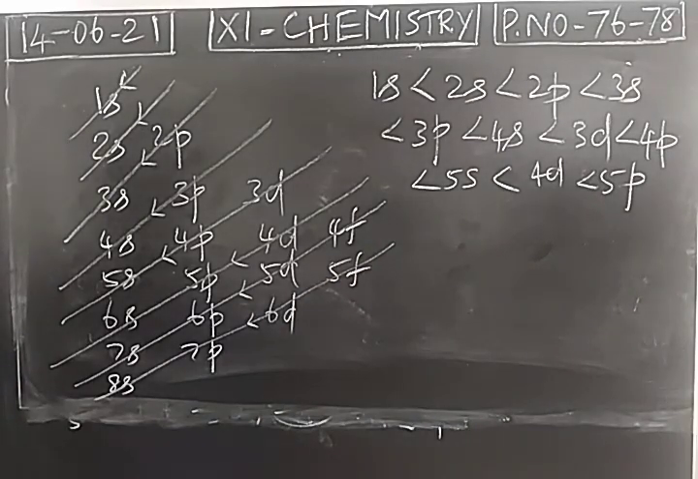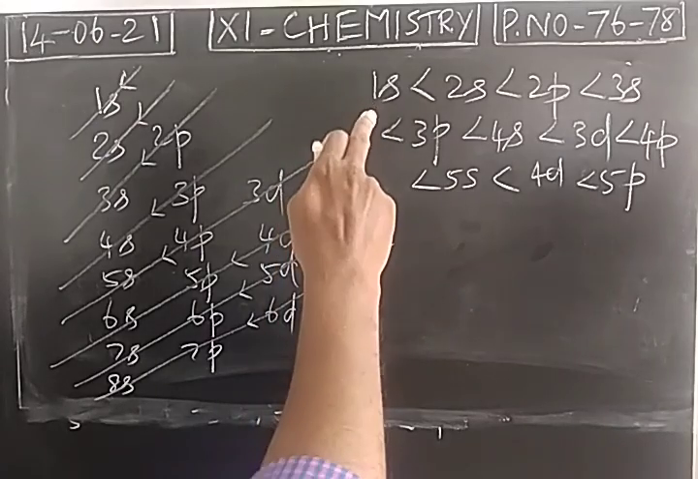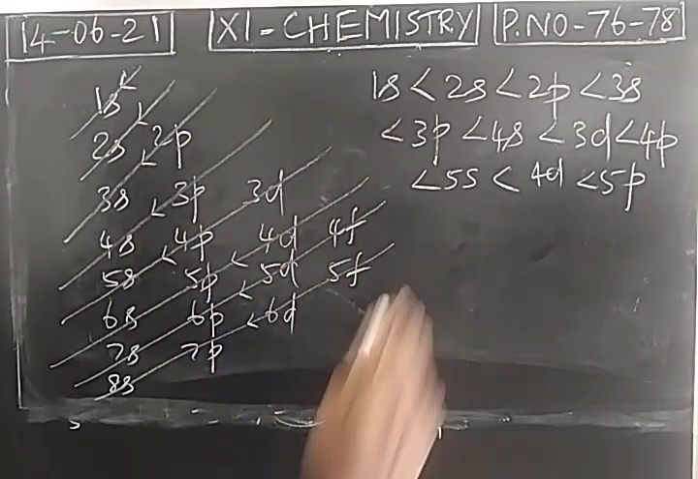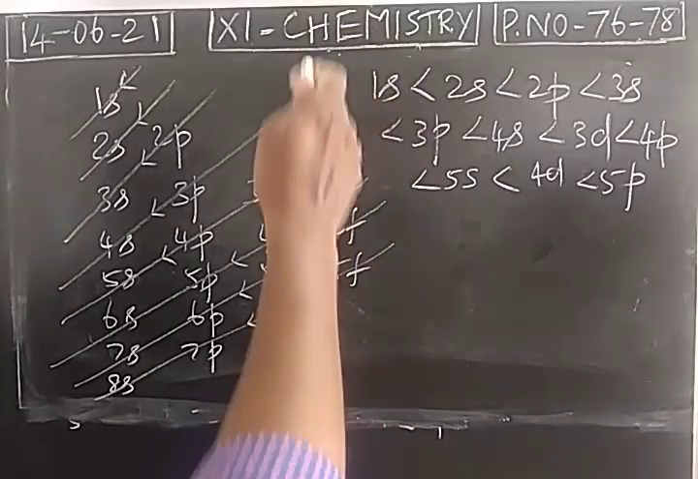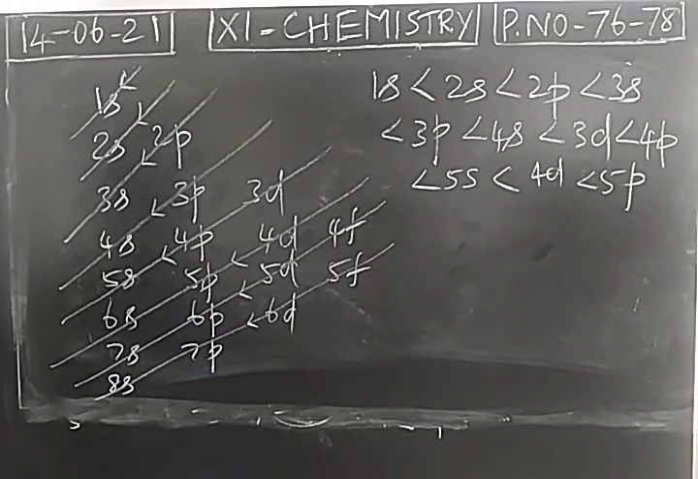Now the question is, why do we have to know the correct order of energy of orbitals? Because electrons are filled in the increasing order of orbitals. This is called Aufbau principle. When electrons are placed in an atom or element, first electron will occupy the lower energy orbital, then it will occupy the higher energy orbital. This is called the Aufbau principle. So when you place the electrons in the elements, electrons first occupy the lower energy orbitals, then the higher energy orbitals.